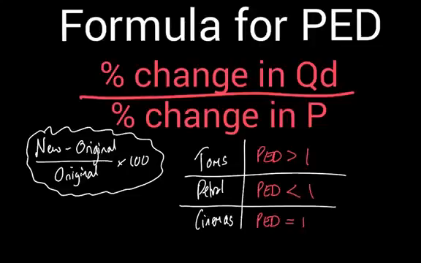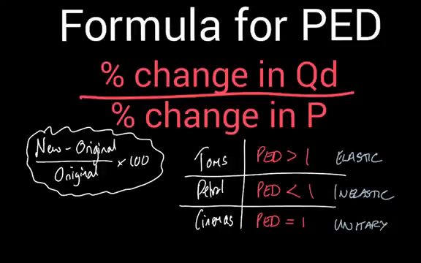And this highlights, I suppose, the three main ways that we consider elasticity in relation to price. If the PED is greater than 1, we refer to the product as having an elastic demand. If it's less than 1, we refer to it as having an inelastic demand. And if it is exactly 1, we refer to it as having a unitary demand. And that's how we should refer to these.